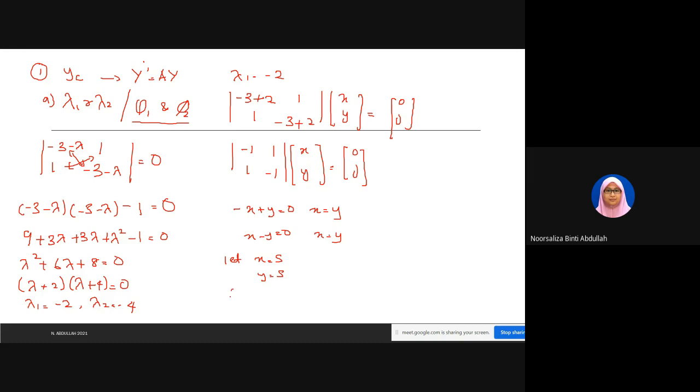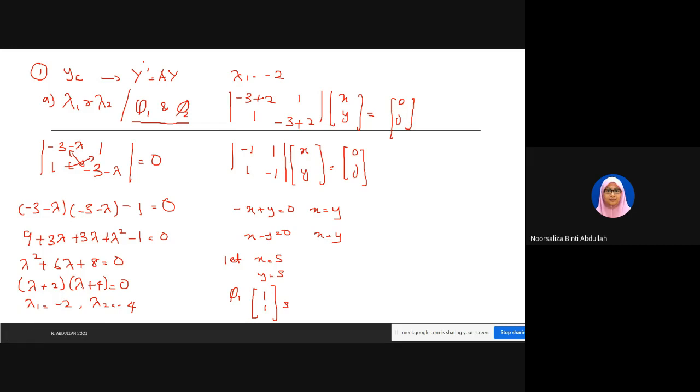Then your eigenvector 1 will be 1, 1. Do you understand? Because x is s, then y also s, then you factor out s, and now inside the bracket you have 1, 1.